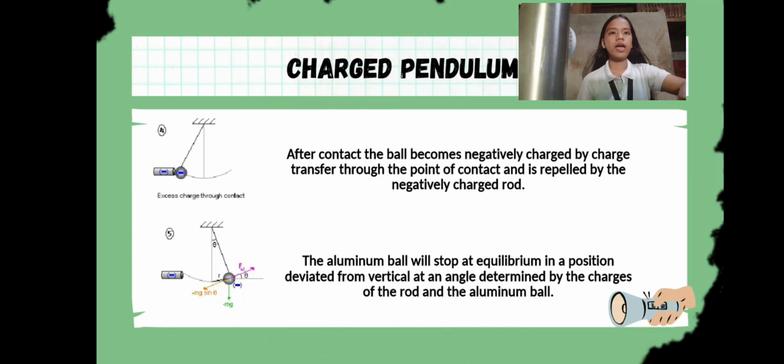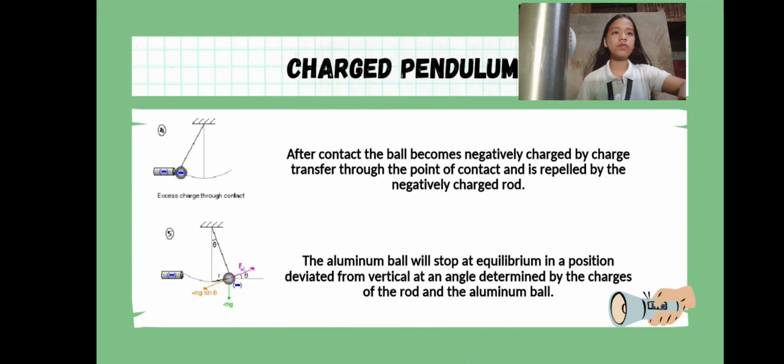So in stage 4, after contact, the ball becomes negatively charged by the charge transferred to the point of contact and is repelled by the negatively charged rod. So this means the ball touches the rod. When this happens, some of the negative charges from the rod transfer to the aluminum ball. Because of this charge transfer, the ball becomes negatively charged. Now that both the rod and the ball have the same negative charge, they repel each other. That's why you see the ball moving away from the rod.